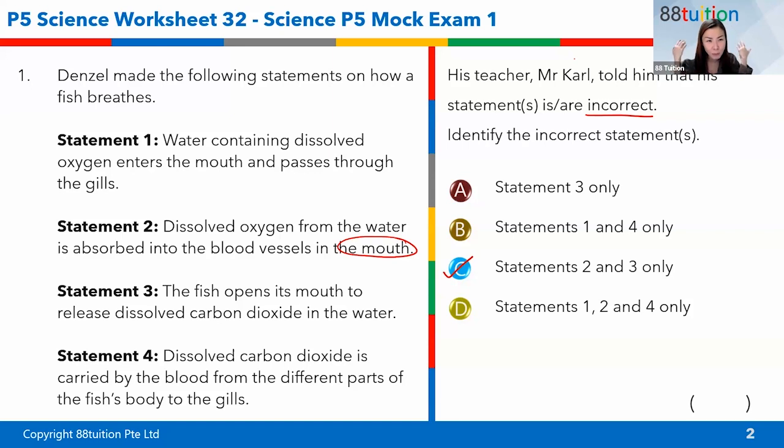What are these two sides there? The flaps there. What's that flap called? Gills is what is inside with the filaments and all.